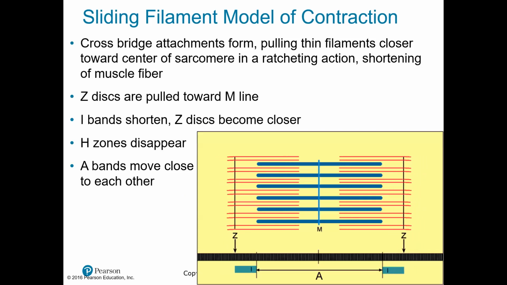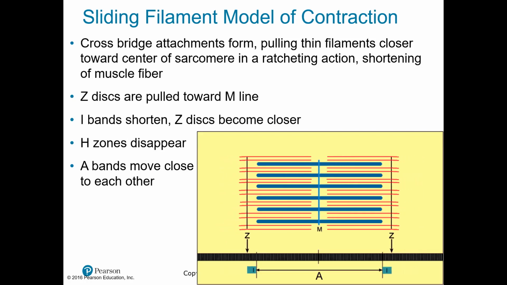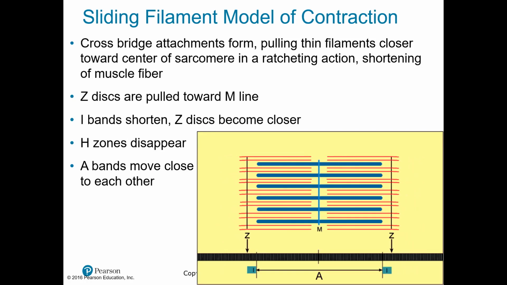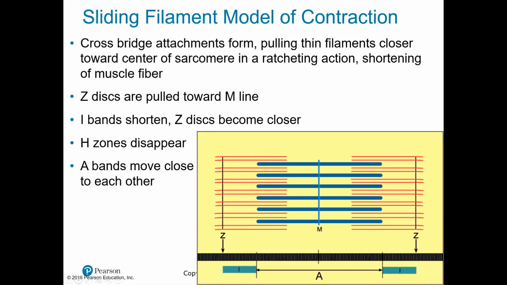Okay. So it looks something like this. You can see how they're shortening. Cross bridge formation. That's what we call it, where the myosins are attaching themselves to the actins and pulling the actin proteins, the thin filaments, over top of the thick filaments. So the entire sarcomere will shorten, and it slides over top of each other. That's why we call it the sliding filament model.